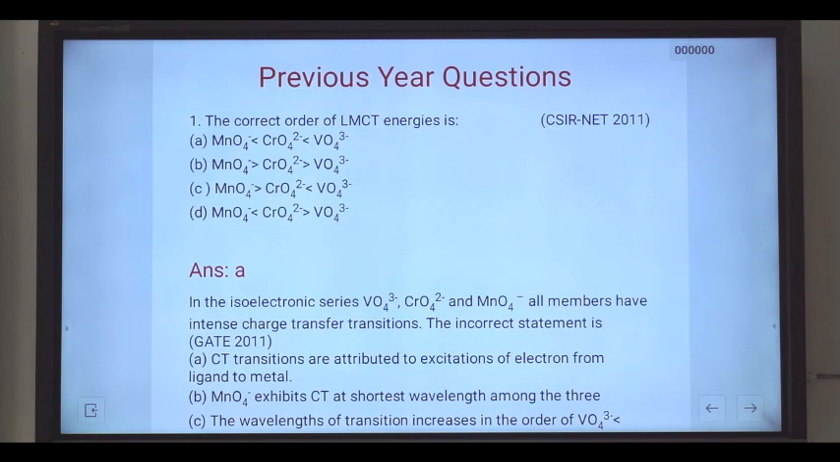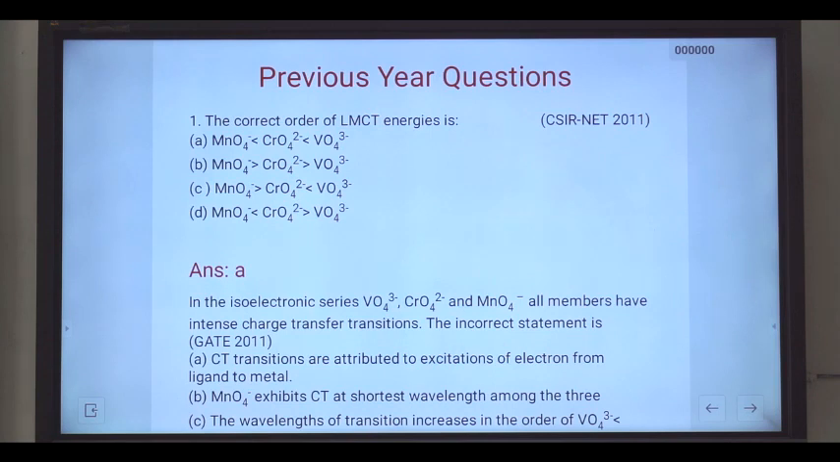First statement is charge transfer transitions are attributed to the excitation of electrons. So it is a very correct option, that is charge transfer occurs in these kinds of complexes from ligand to the metal. So this option will be ruled out. Next option is B. MnO4 negative exhibits the charge transfer transitions at shortest wavelength among the three.